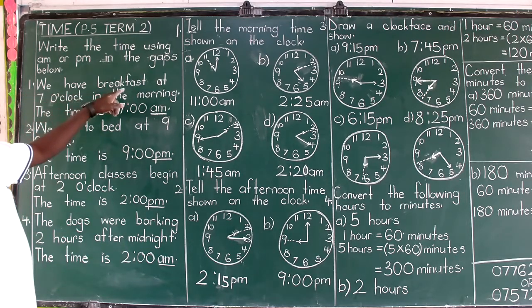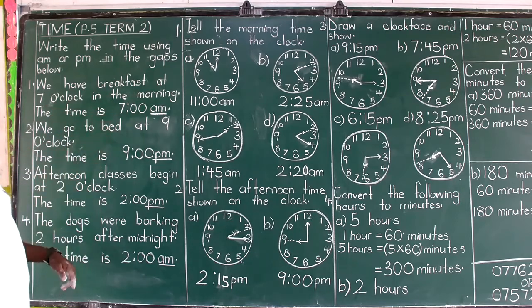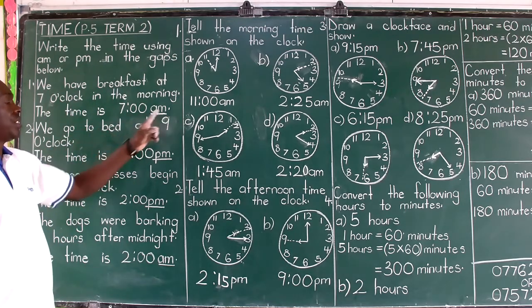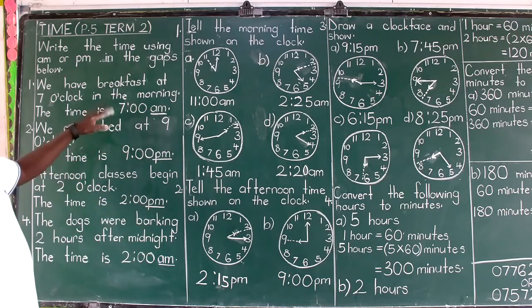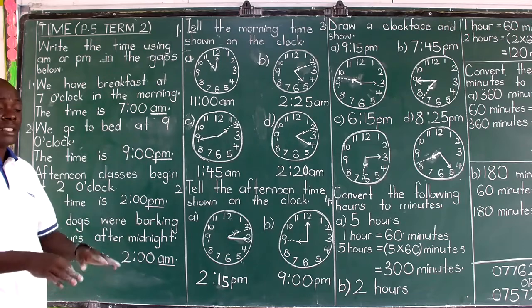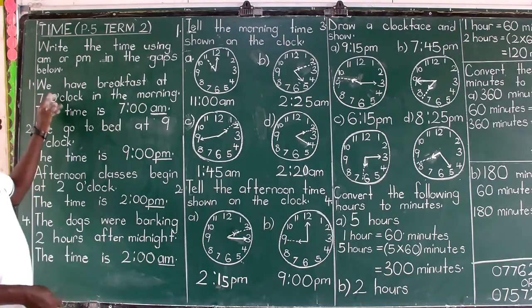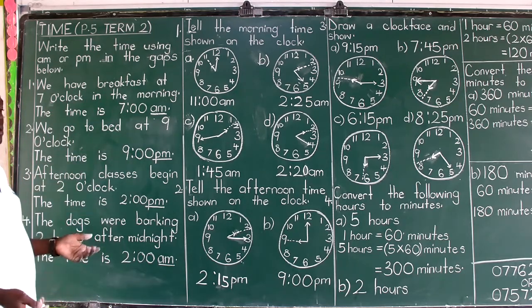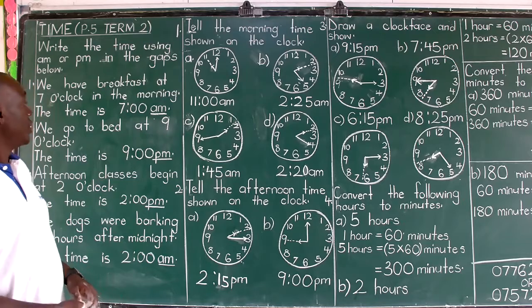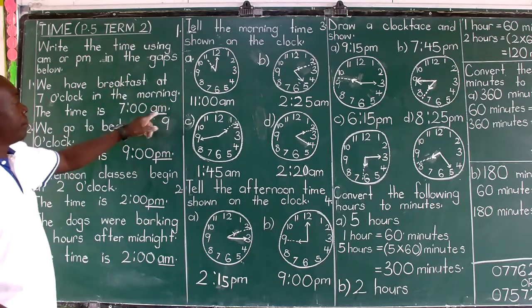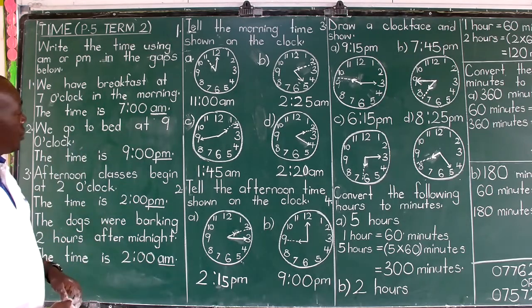Now we look at these questions to fill in AM or PM. We have breakfast at 7 o'clock in the morning. Because of the words in the morning, you are going to fill in AM. So the time is 7 dash AM. Even if the words in the morning were not here, breakfast is taken in morning hours. So even if you are told we always have our breakfast at 7 o'clock, that is before noon, so you just know that is 7 a.m. Put a.m. and you get your marks.